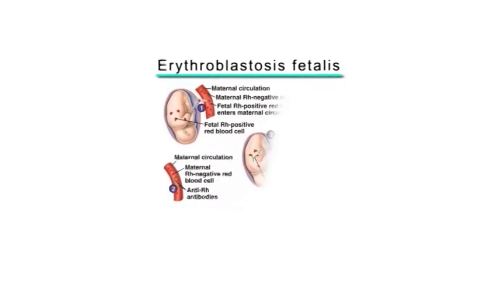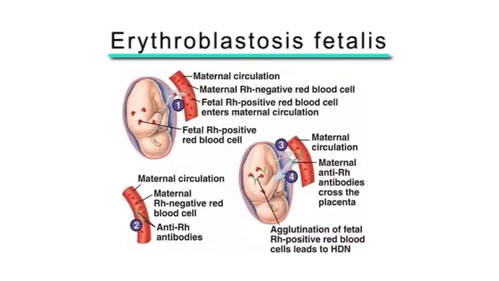Rh-caused HDN is less common but more severe. This is called erythroblastosis fetalis during pregnancy. Once the baby is born, it is called HDN, or hemolytic disease of the newborn baby.